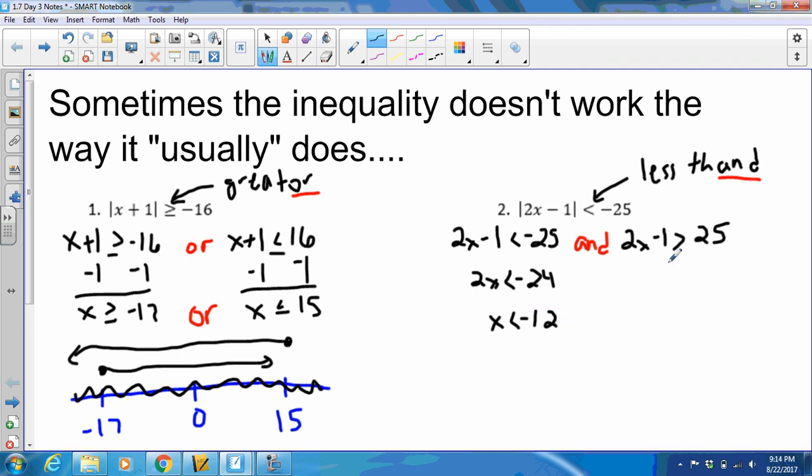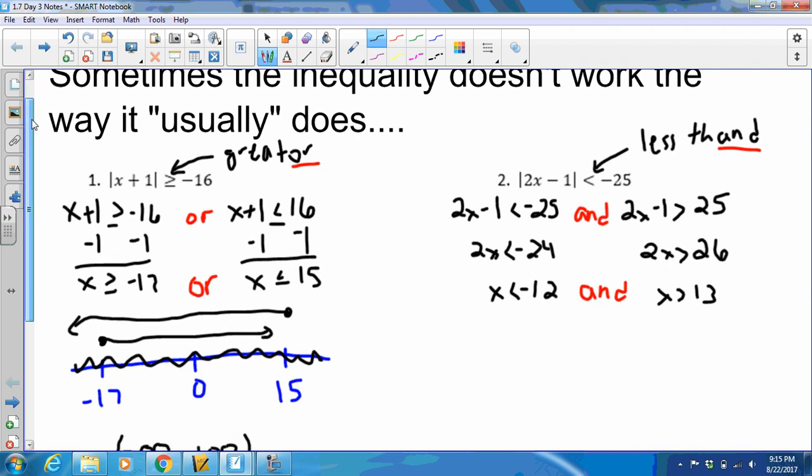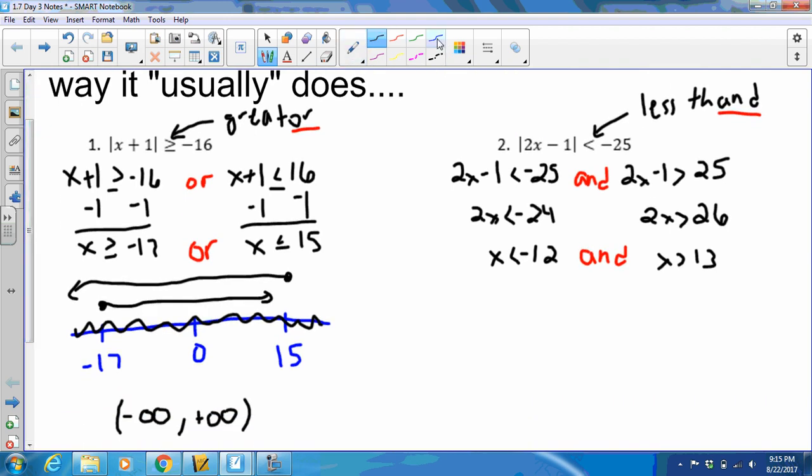Okay. On the other side, once again, we add 1 to both sides. So we have now 2x is greater than, well, we say 26. Divide both sides by 2, and we should get now x is greater than 13. Once again, if you need to remind yourself, this is an "and" problem. So let's go ahead. We are now going to graph our answers on a number line.